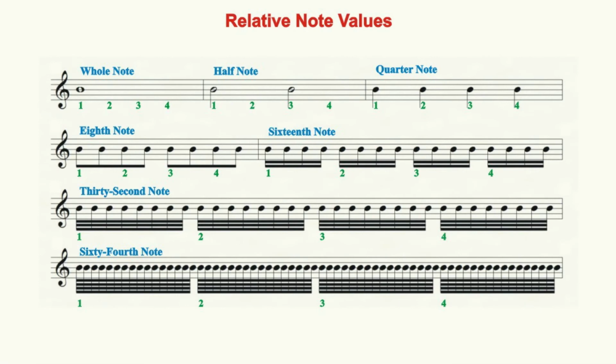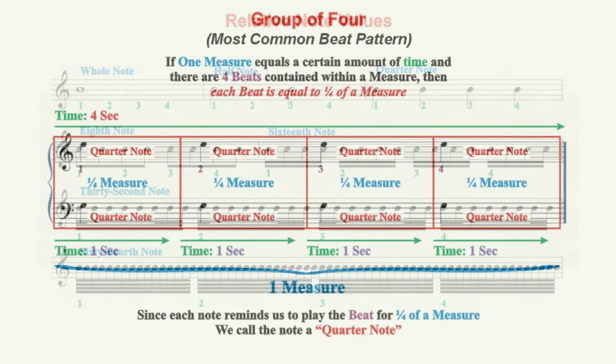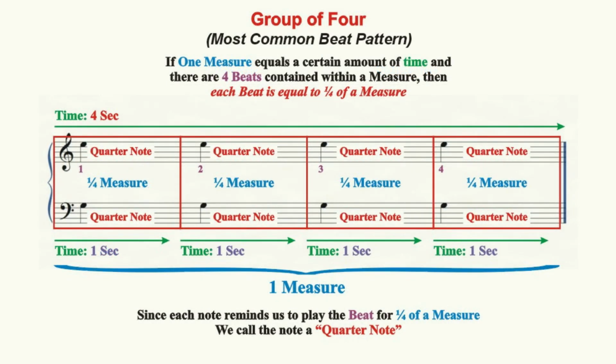Now, let's introduce the subject of, and symbols for, notes, note values, rests, and rest values. We'll start by stating that the most commonly used beat pattern is the group of 4. If we assume the measure to be a single whole unit, which takes a certain amount of time to pass by, and that this measure contains a total of 4 beats, then it follows that each beat must be equal in time to 1/4 of the measure.